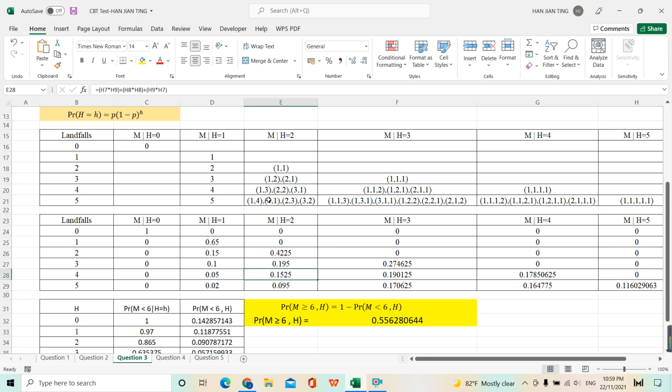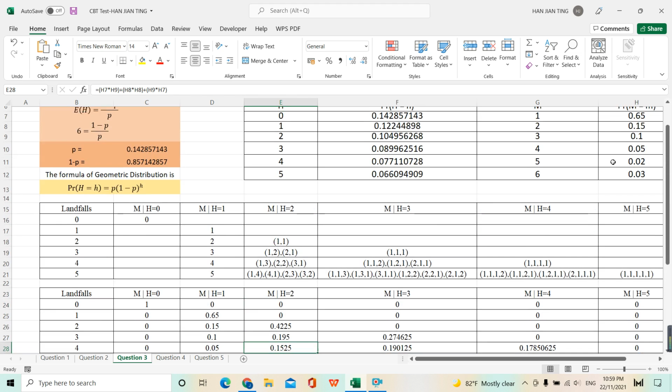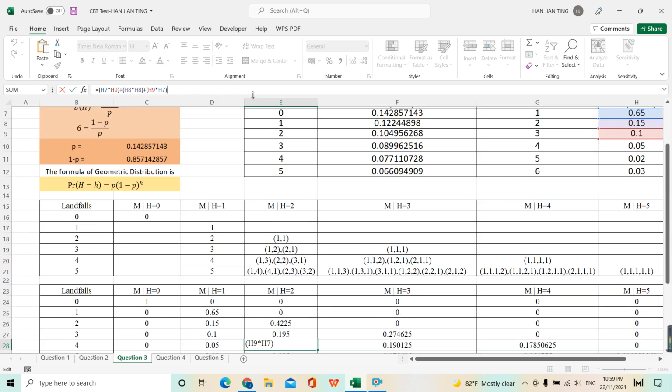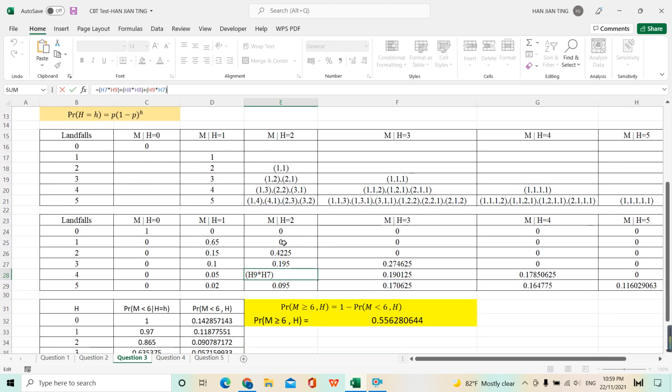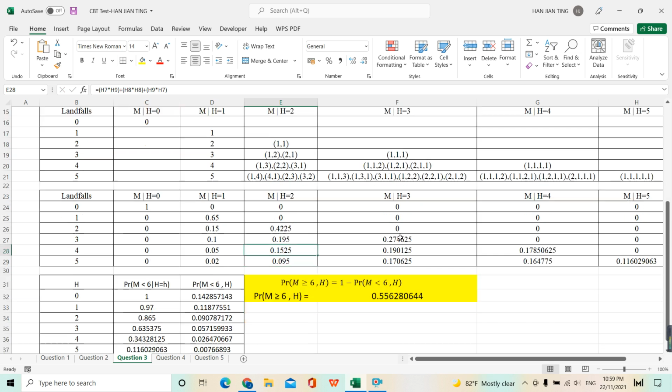The first situation is the probability of m equal to 1 multiplied by the probability of m equal to 3. Plus the probability of m equal to 2 multiplied by m equal to 2, plus the probability of m equal to 3 times the probability of m equal to 1. So we just sum that up. That is the probability when h equal to 2 and there are 4 landfalls. For the others, we just do the same thing.